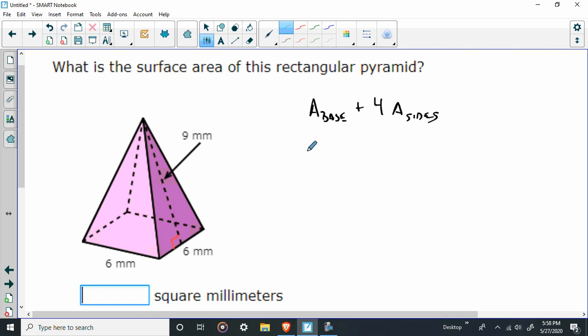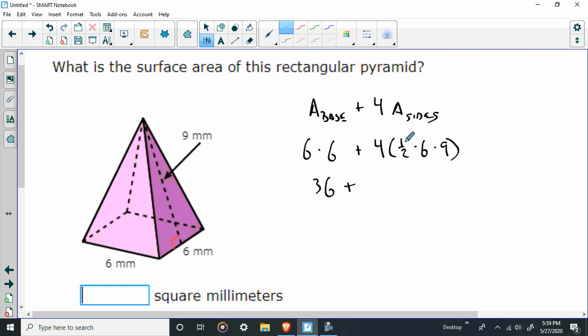So the area of the base, pretty straightforward here, is going to be 6 millimeters times 6 millimeters, length times width, plus 4 times, now the sides are triangles, so that'll be 1/2 times 6 times 9. Okay, well, 6 times 6 is 36, right? 6 times 9 is 36. I'm sorry, 6 times 9 is not 36. 6 times 9 is 54.